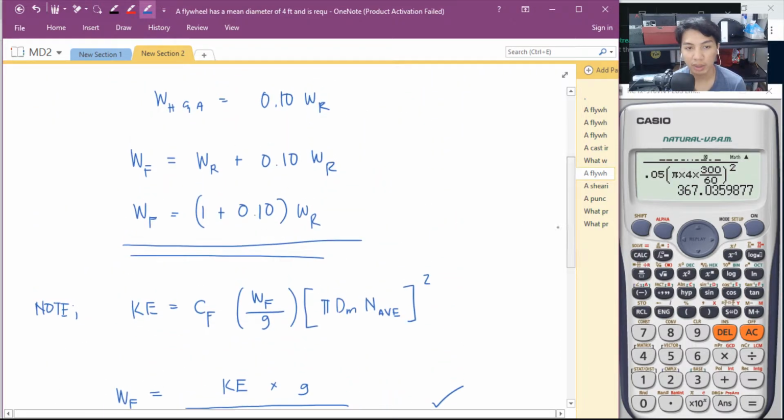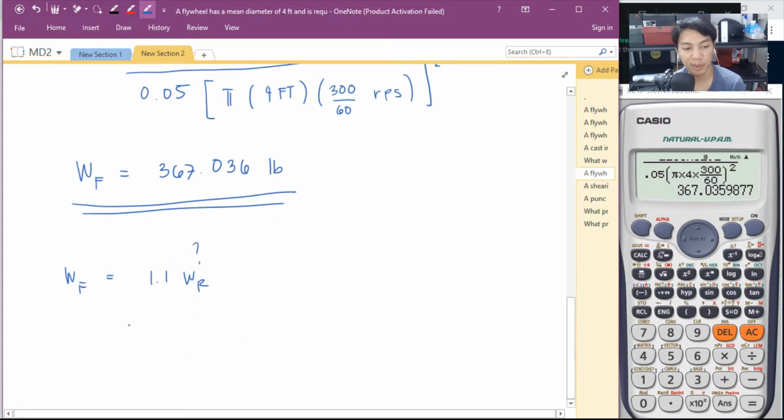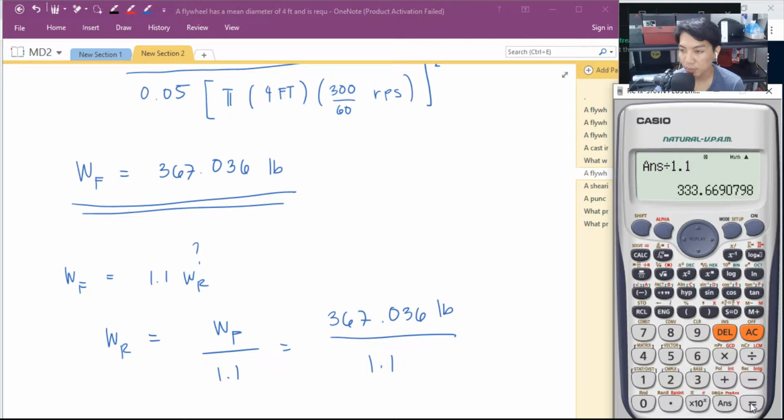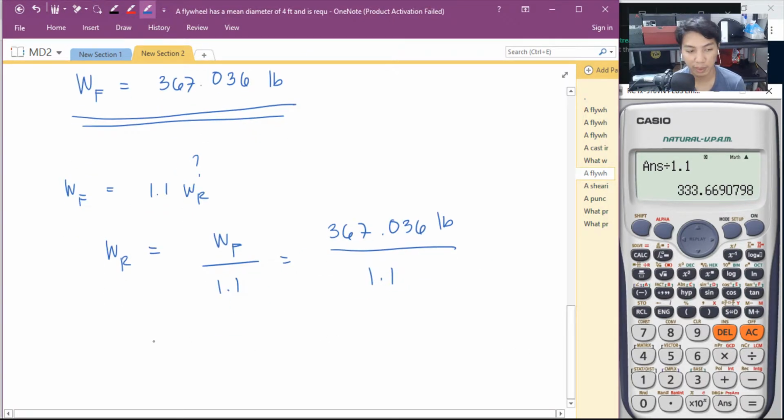Ang hinahanap natin dito is the weight of the rim. Okay. Now, the weight of the flywheel daw is equal to 1.1 weight of the rim. We are ought to find yung weight ng rim. Now, the weight of the rim is weight ng flywheel divided by 1.1. So, 367.036 pounds divided by 1.1. The answer is 333.67 pounds. That is the weight of your flywheel, weight of the rim.